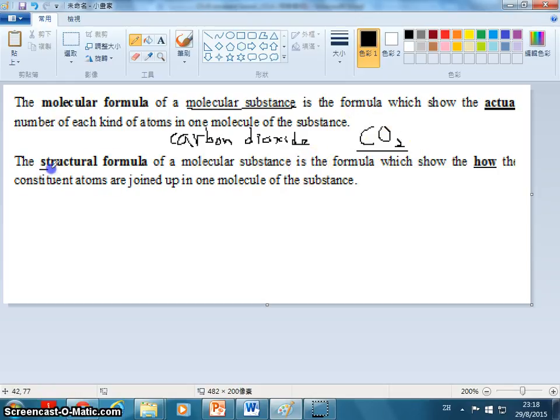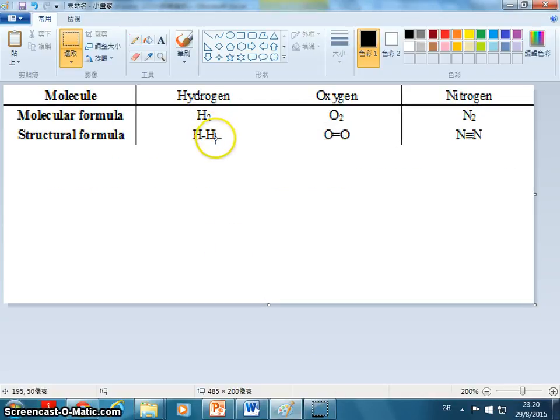So that is why we have structural formula, to show how the constituent atoms are joined up in one molecule of the substance. Using CO2 as an example, I would draw it like this. That is the structural formula of CO2. You have two straight lines representing two bond pairs here. So that is easy. So let's look at more examples.